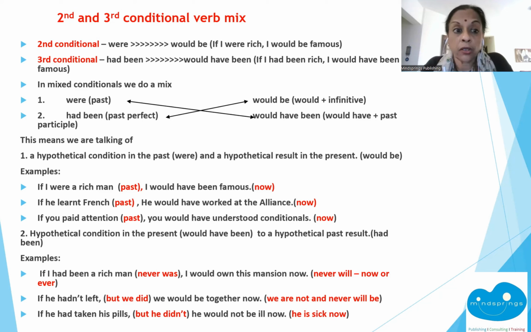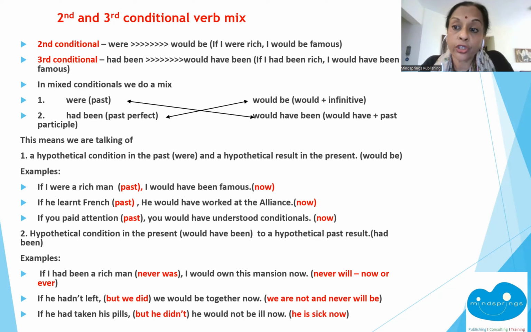This means in the first one, we are talking about a hypothetical condition in the past. If I were is a hypothetical. Hypothetical means imaginary. And would be is also hypothetical in the present. If I were a rich man, I would have been famous. So I'm taking that would have been from there and saying would have been famous now. That's what I mean. If he learned French in the past, he would have worked for the Alliance. Neither did he learn French, nor is he working for the Alliance. Both are false, both are just imaginary.